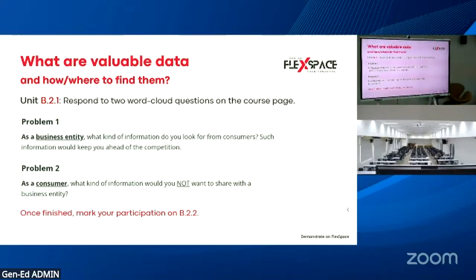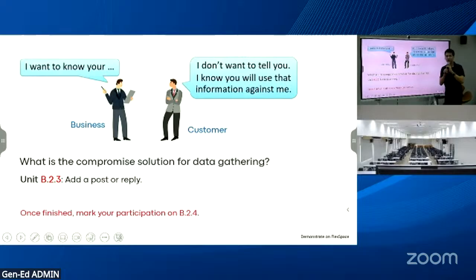Okay, let's go back to the whiteboard. Once you have completed the word cloud problem, once you respond to two questions, you can proceed to the page B.2.2 and mark your participation. You will see a simple question asking if you have already completed the word cloud problems. If you already done that, then proceed to the page B.2.2 and mark your participation. And that is one point in the course. Very easy point. Just keep in mind that you need to complete the requirement before you can mark yourself the participation.